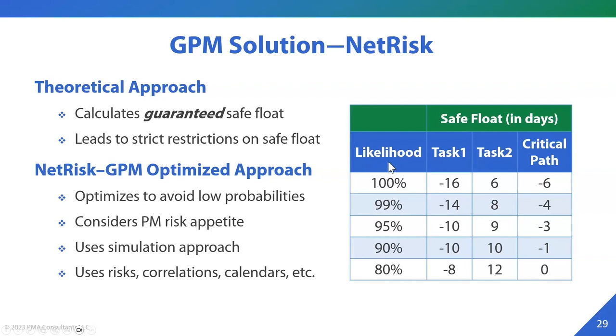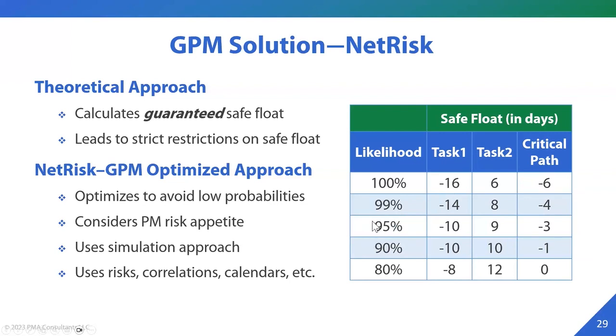And again, being a simulation-based approach, it can take into consideration the PM's risk appetite. So if the PM is willing to take a little risk, over here in the table, if the PM was a risk-averse person, then they would go for the 100% likelihood. And in that particular case, task 1 had minus 16 days of safe float. So they would want to shift task 1 earlier by 16 days. They have to recover those 16 days somewhere to start the activity earlier.